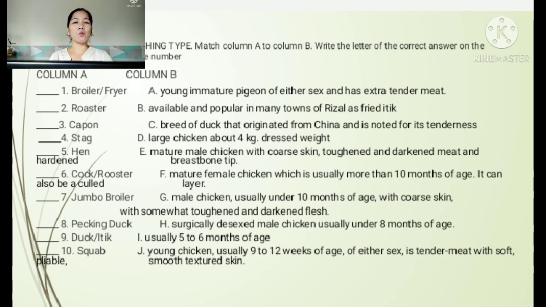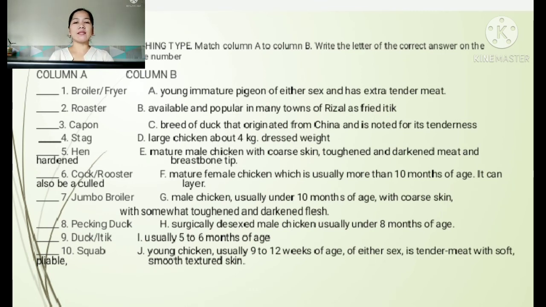So, column A, we have number 1, broiler and fryer. Number 2, roaster. Number 3, capon. Number 4, stag. Number 5, hen. Number 6, cock or rooster. Number 7, jumbo broiler. Number 8, Peking duck. Number 9, duck or itik. And number 10, squab. So column B are the descriptions of the following poultry and game.